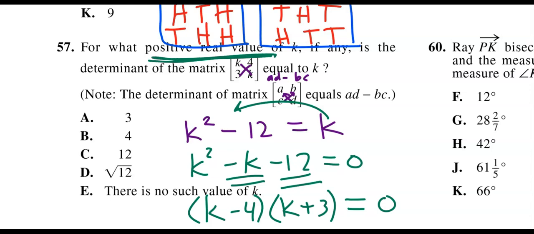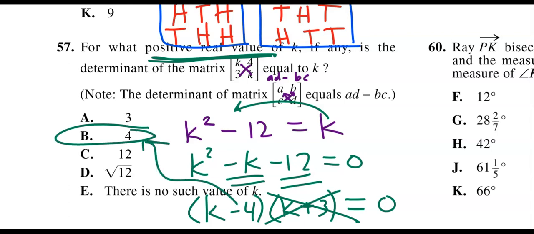Positive real value right there. So that means this one can't be giving me the correct value. Positive 4 is the only value that makes it true as long as it's a positive real number.